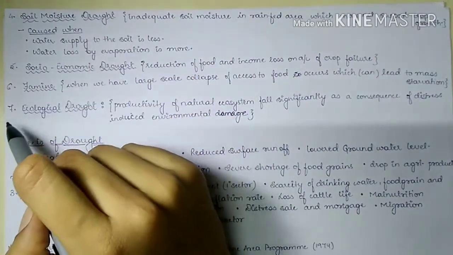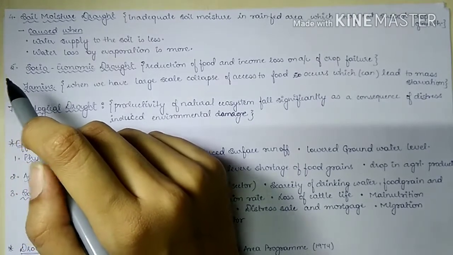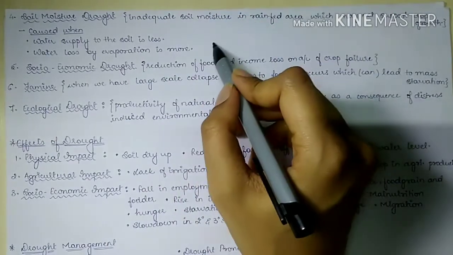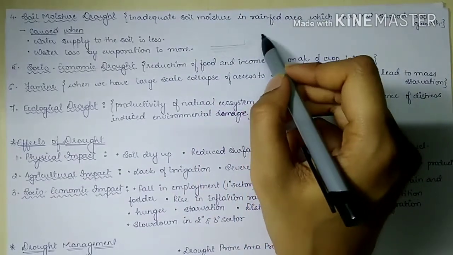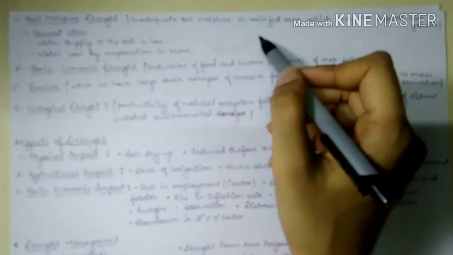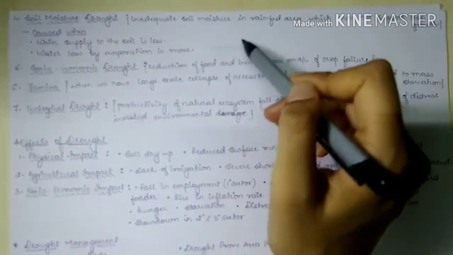And the next situation is when we have more evaporation in the soil and less replenishment. So if precipitation is less and evaporation is more, then what happens? Soil moisture drought conditions are caused.